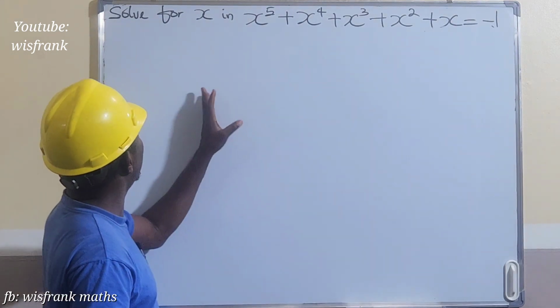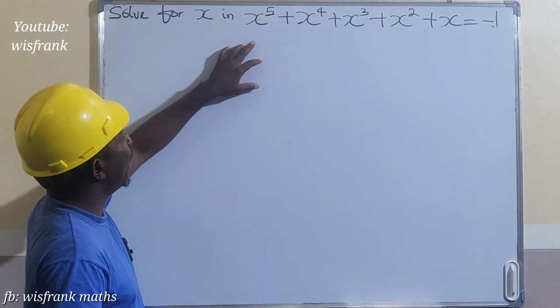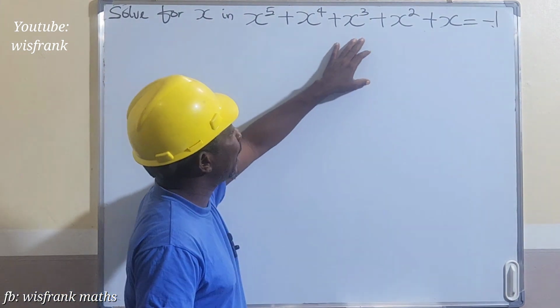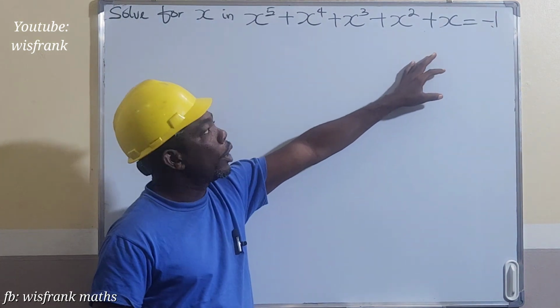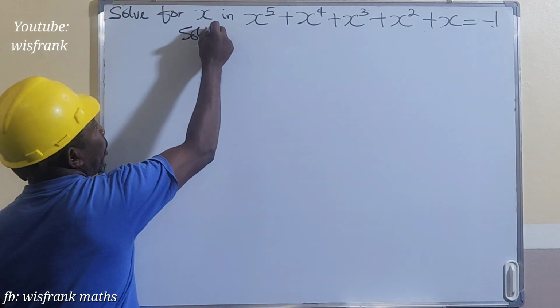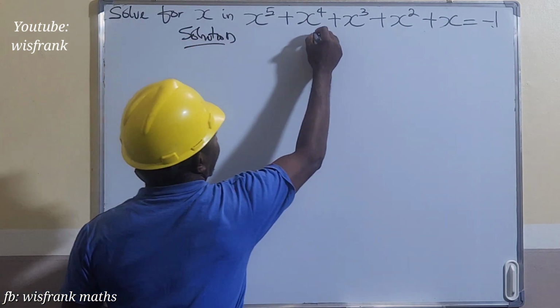Today we are looking at this question, and it says, solve for x in x to the power of 5 plus x to the power of 4 plus x to the power of 3 plus x to the power of 2 plus x equals minus 1. So we are going to find the value of x in this equation. So we have the solution.